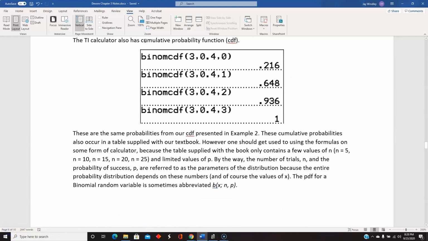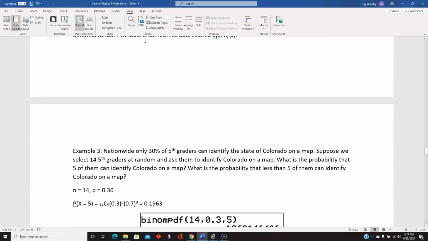Okay, so let's do another example. We've already been talking about that coin flipping example a lot, but let's do another example. Nationwide, 30% of fifth graders can identify the state of Colorado on a map. Suppose we select 14 fifth graders at random and ask them to identify Colorado on a map. So we're going to assume that since these people were chosen at random, that they're independent trials. And we're also going to assume that all of them will have a 30% chance of correctly identifying Colorado on a map. So therefore we have our N, 14 independent trials, and the probability of success is 0.3 on every trial. What's the probability that 5 of them can identify Colorado on a map? What's the probability that less than 5 of them can identify Colorado on a map?